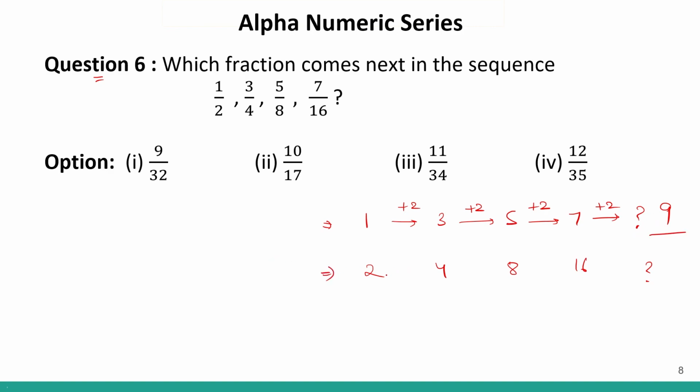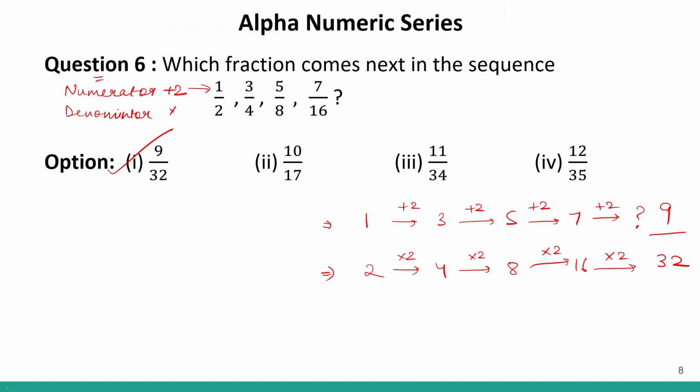Second, if I see 2, 4, this is multiplication of 2. This is also multiplication of 2. This is also multiplication of 2. So the next will also be multiplication of 2. We will get 32. So the next fraction will be 9 divided by 32, which is given in option number 1. So option number 1 will be your answer. Basically, the numerator is being added by 2 and the denominator is being multiplied by 2. So the next fraction will be 9 by 32.